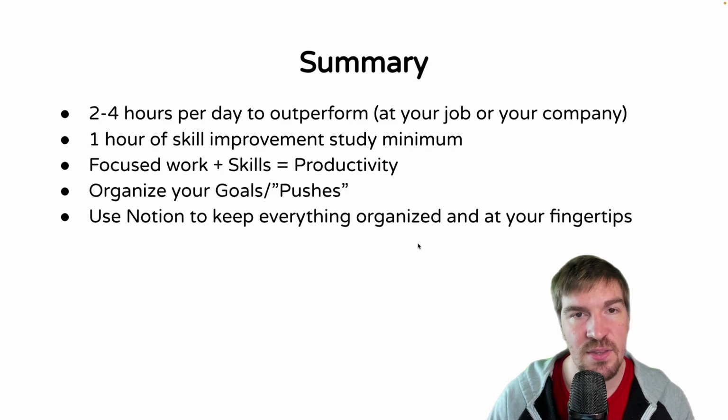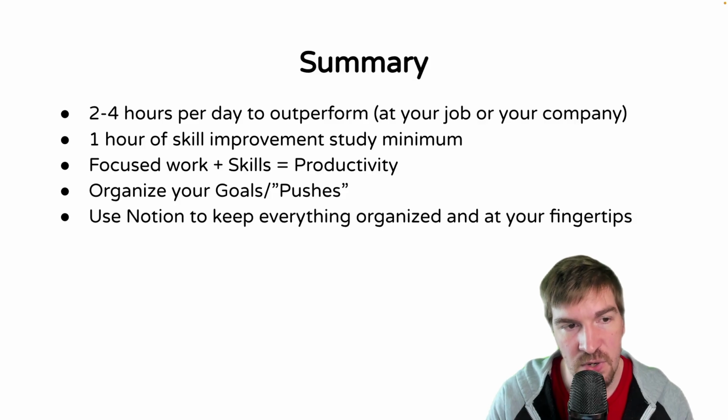So to summarize this lesson in the theory, basically what we want to do to make this productivity system work is there's a couple pieces. That is 2 to 4 hours per day of deep work, which is necessary to outperform at your job or your company or just in general. And then 1 hour of skill improvement minimum you should be investing in yourself, because that's your way to reclaim your power. Nobody can ever take that away from you. You'll be skilled, you'll be valuable, and you'll have proven yourself from your previous productive achievements, from your 2 to 4 hours of deep work at your past sessions of work. So your focused work plus your skills equals productivity.